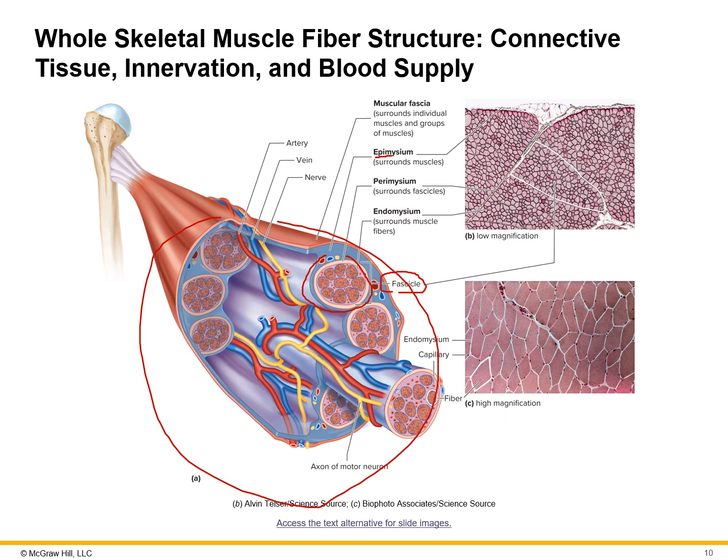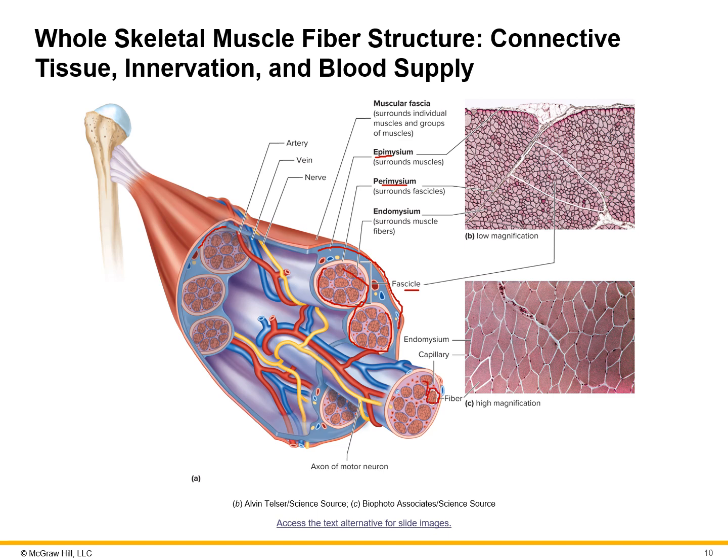Epimysium, shown here in blue, is the connective tissue that completely surrounds the whole muscle. Inside we have these individual circles, which are the fascicles, and the fascicles are lined and connected by the perimysium. And then we also have the muscle fibers, or the myofibrils, that are all the way inside.